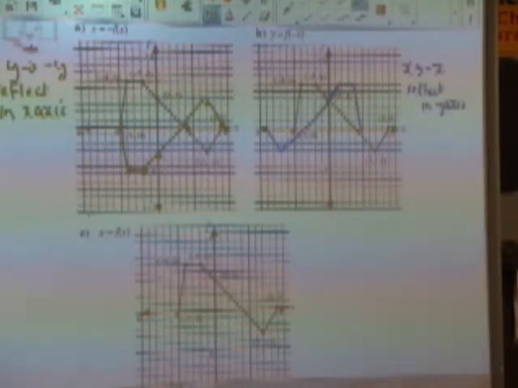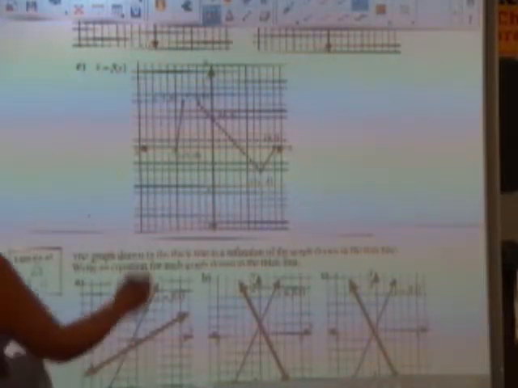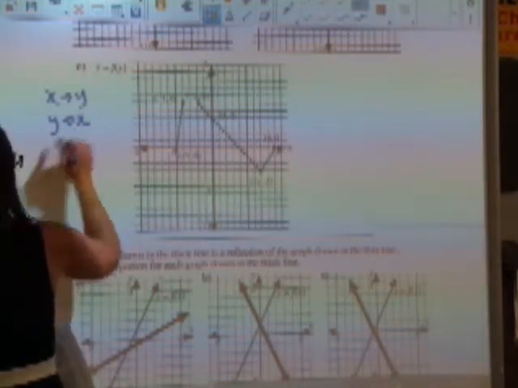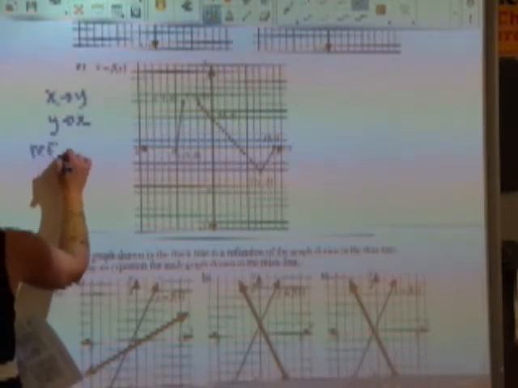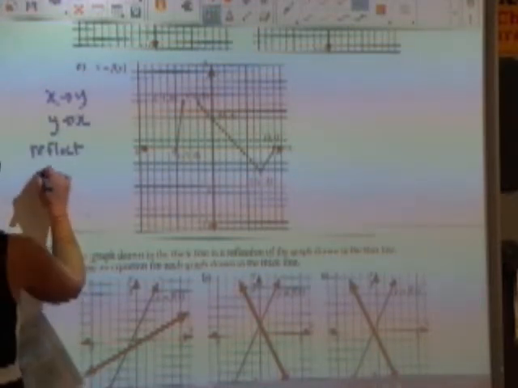Okay. And then the last one, x equals f of y. What are my replacements? What type of a reflection is this? What's my reflection line this time? Y equals x.